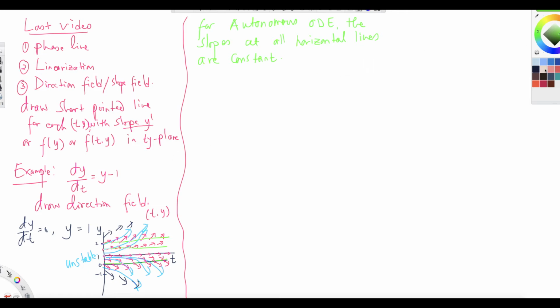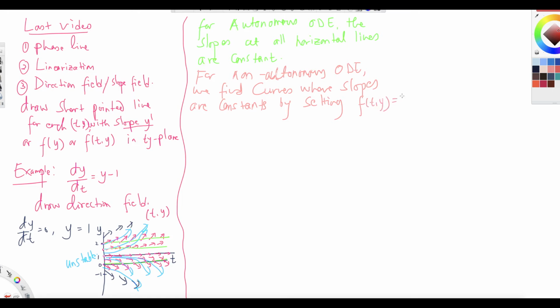So for a non-autonomous ODE, we find curves where slopes are constant by setting f of t, y equals c. That is, we will set the right hand side equal to a constant c.